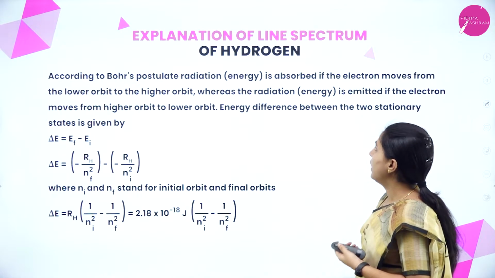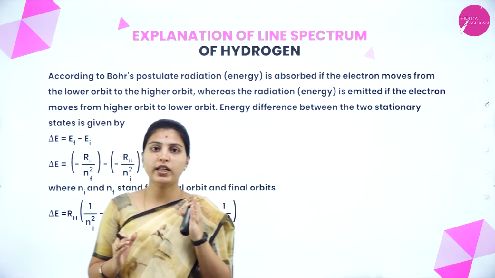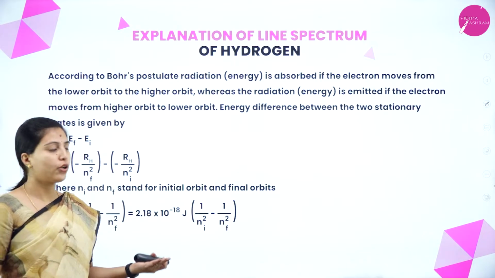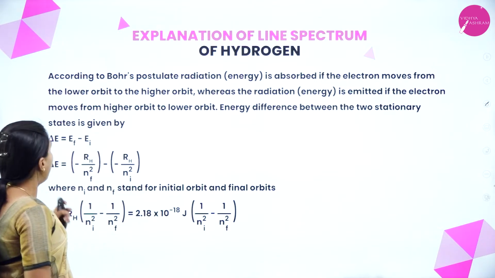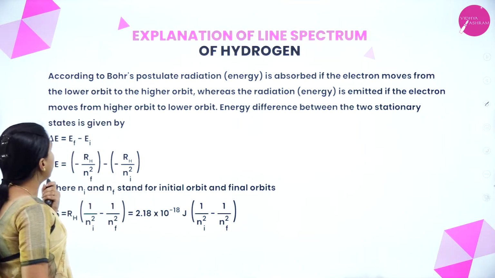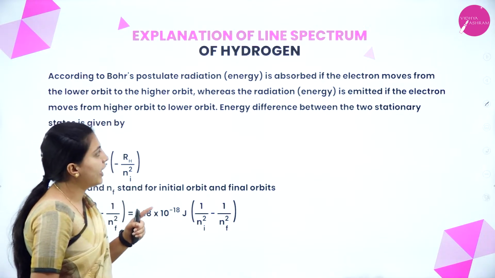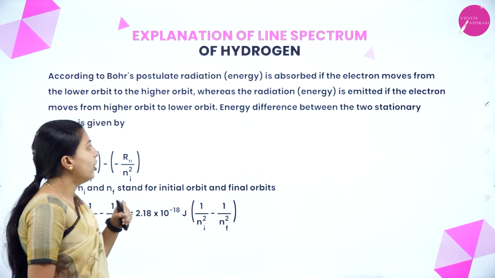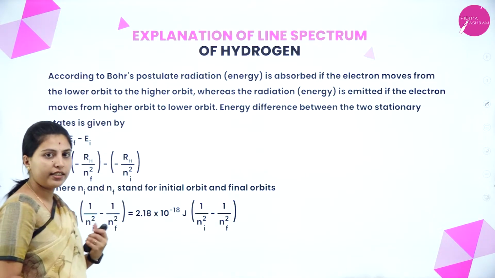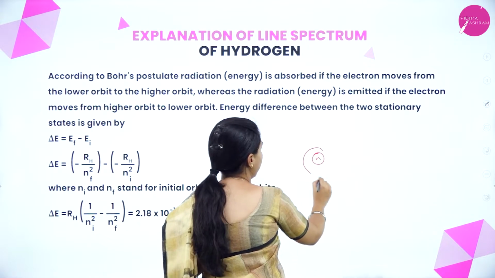Next, the explanation of the line spectra of hydrogen. We have seen in the previous session about line spectra and various kinds of spectrum. Now we have the complete explanation of the hydrogen spectrum. According to Bohr's postulate, radiation is absorbed if the electron moves from the lower orbit to the higher orbit, whereas radiation is emitted if the electron moves from the higher orbit to the lower orbit. The energy difference between the two stationary states is given by, as I have already written, this is the nucleus.